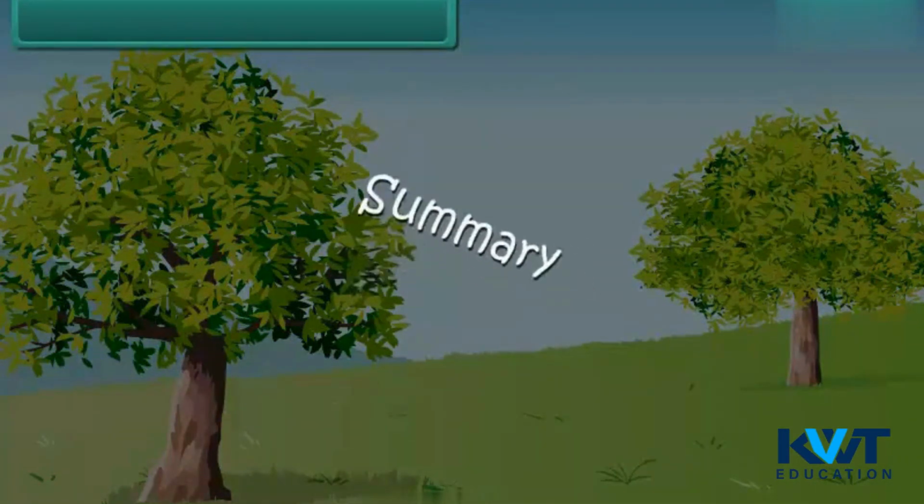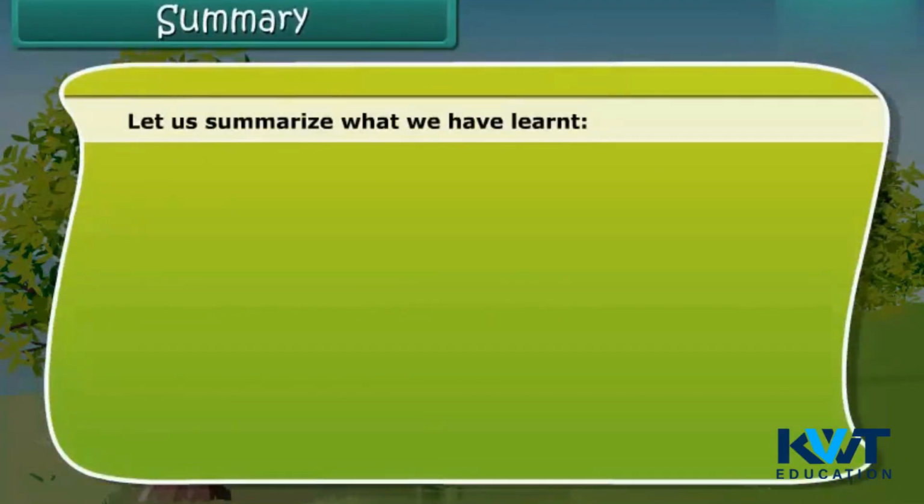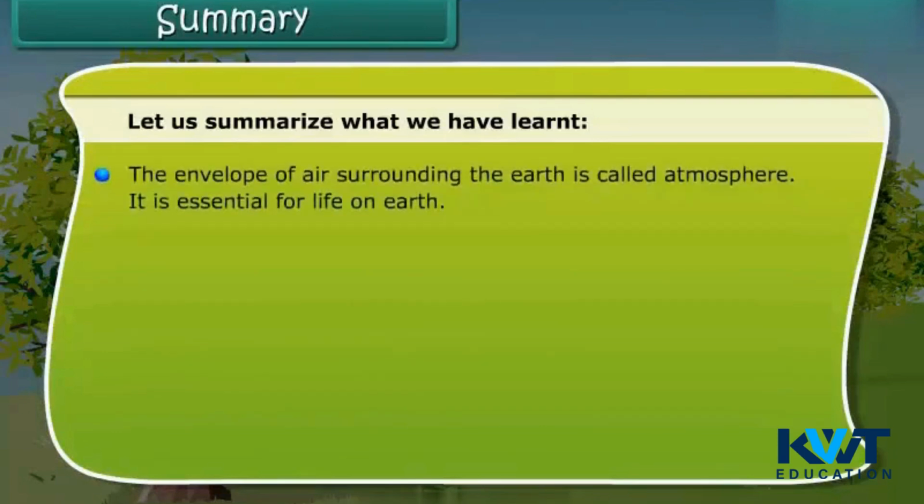Summary. Let us summarize what we have learned. The envelope of air surrounding the earth is called the atmosphere. It is essential for life on earth.